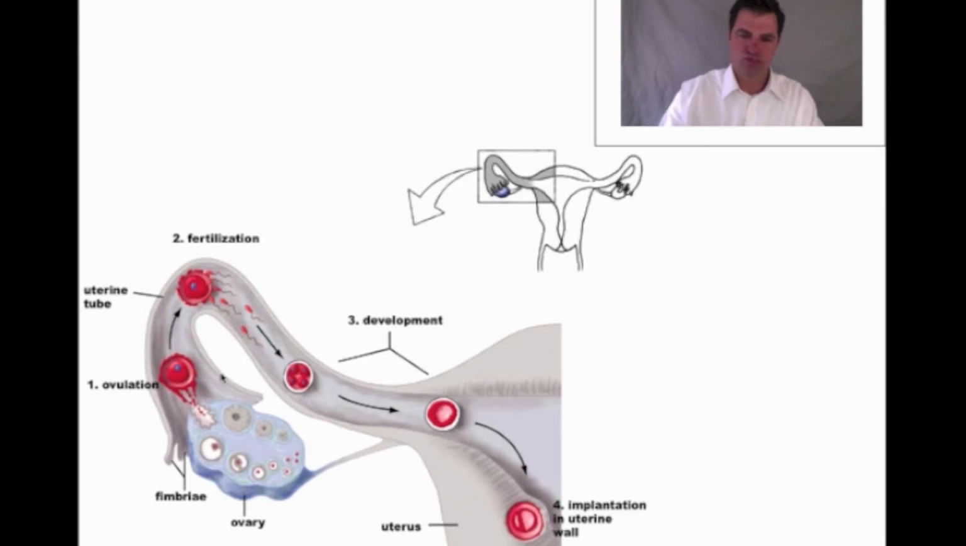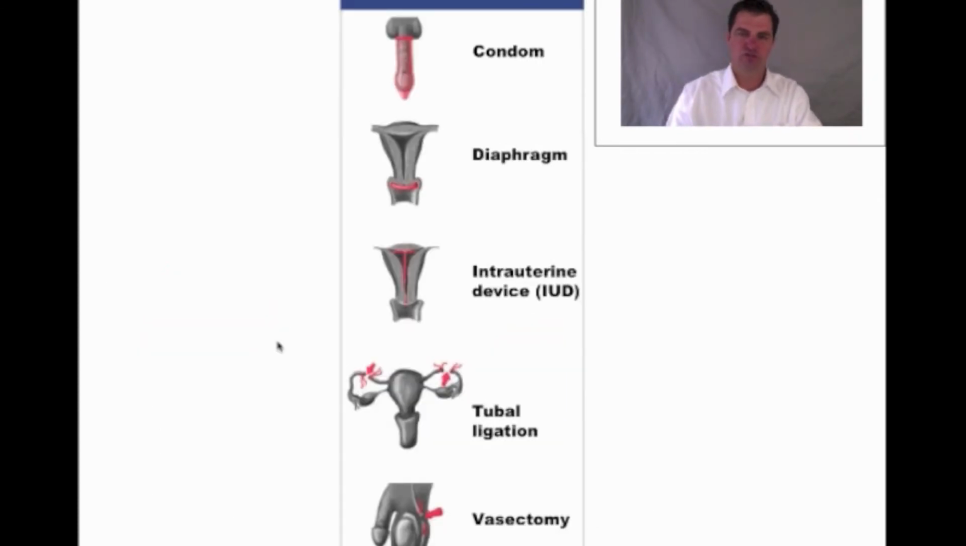Same picture, once again, that I showed you before, showing you this is where fertilization typically occurs, in the uterine tube or the fallopian tube. And this shows you a couple different types of methods of contraception. You've probably heard of these before, of course. The condom, a very popular one. Diaphragm, not as popular or not as common now.